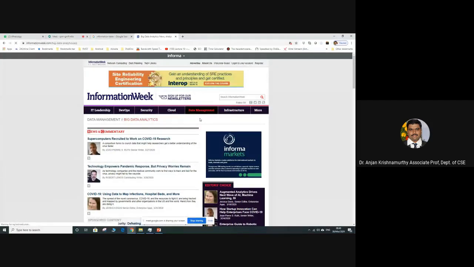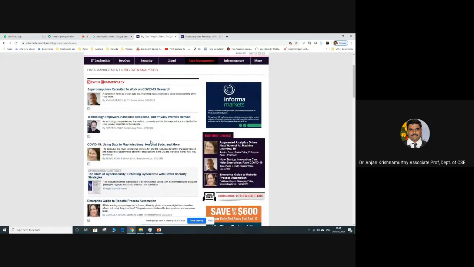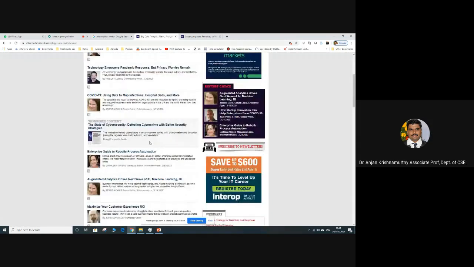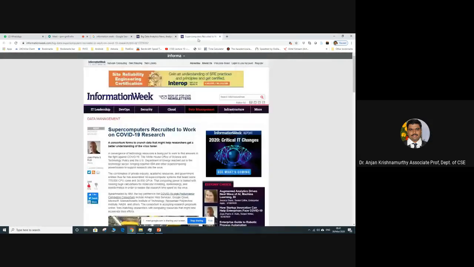So you can see some of the research works which are happening, right? For example, supercomputers recruited to work on COVID-19 research. IBM has already set up a research center with supercomputers to understand the pandemic of COVID-19. The blood sample reports and the other patient reports which are already there are being put on the supercomputer for doing the analysis, right? So this is one of the biggest trends which are happening. Information Week is reporting what are the latest trends which are happening, right?